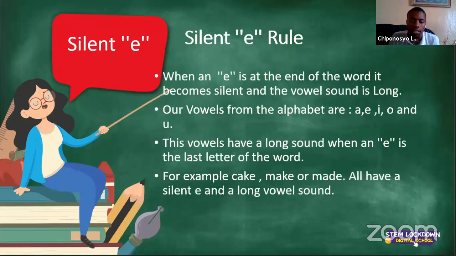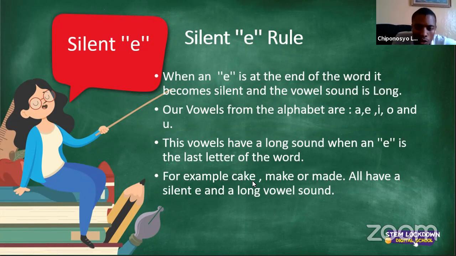Now, the silent E rule is when an E is at the end of a word, it becomes silent and the vowel is long. So our vowels are A, E, I, O, and U. Those are all the vowels out of our alphabet. So the rule is saying that in a word, for example, such as cake, you don't say the E. The E is silent.